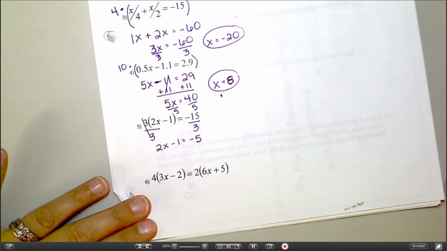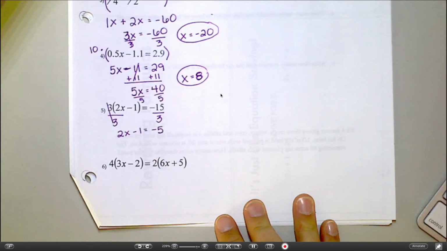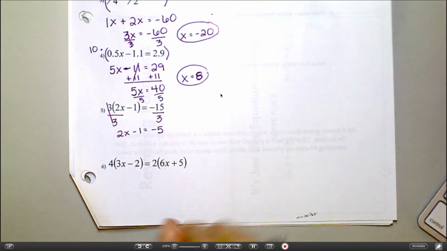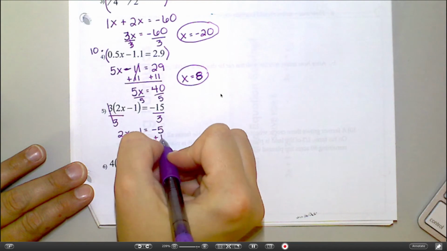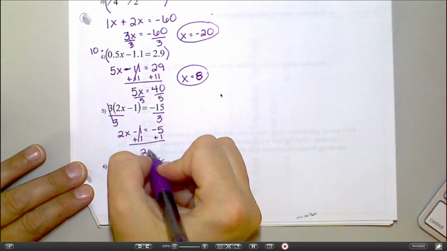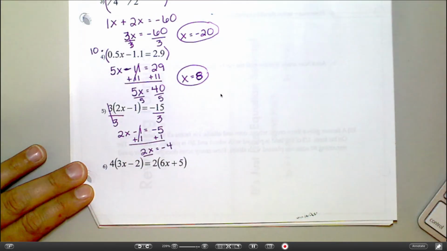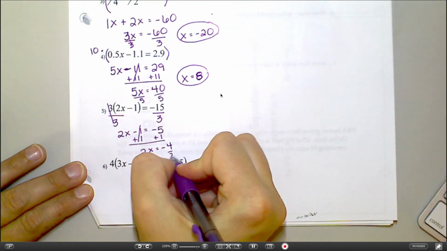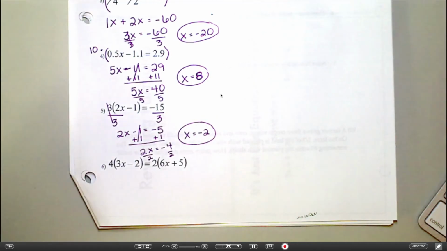Why didn't I distribute? I could. If I wanted to distribute, I could. And then here I would add 1, 2x equals negative 4. Negative 5 plus 1? Negative 4. Divide by 2. You got it. X equals negative 2. Lily had it before everyone.